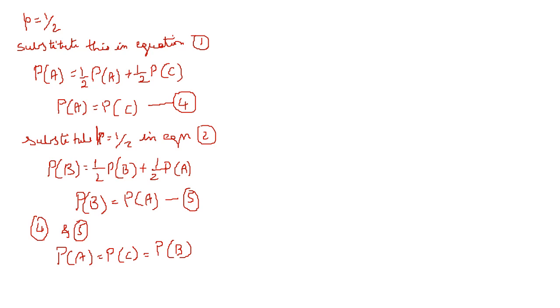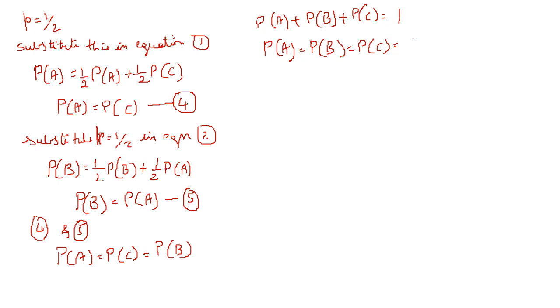Now we know that P of A plus P of B plus P of C is equal to 1. So all these terms are equal. So what we can write is P of A will be equal to P of B equal to P of C, which will be equal to 1 by 3. So this is nothing but your state probabilities for the given problem.